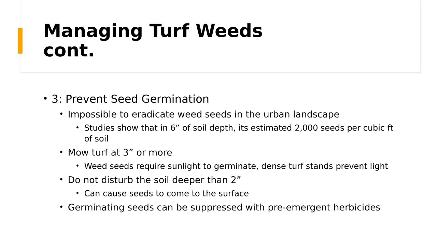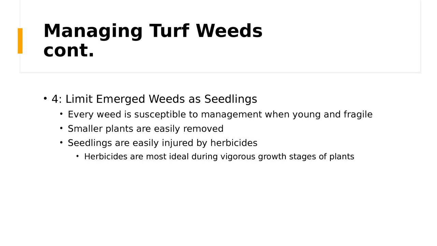You also don't want to disturb the soil deeper than 2 inches because you can cause these seeds to come to the surface and germinate. Also, if you do have germinating seeds, you can suppress them with pre-emergent herbicides, and we'll talk about that a little bit more later. Number 4, limiting the emerged weeds as seedlings.